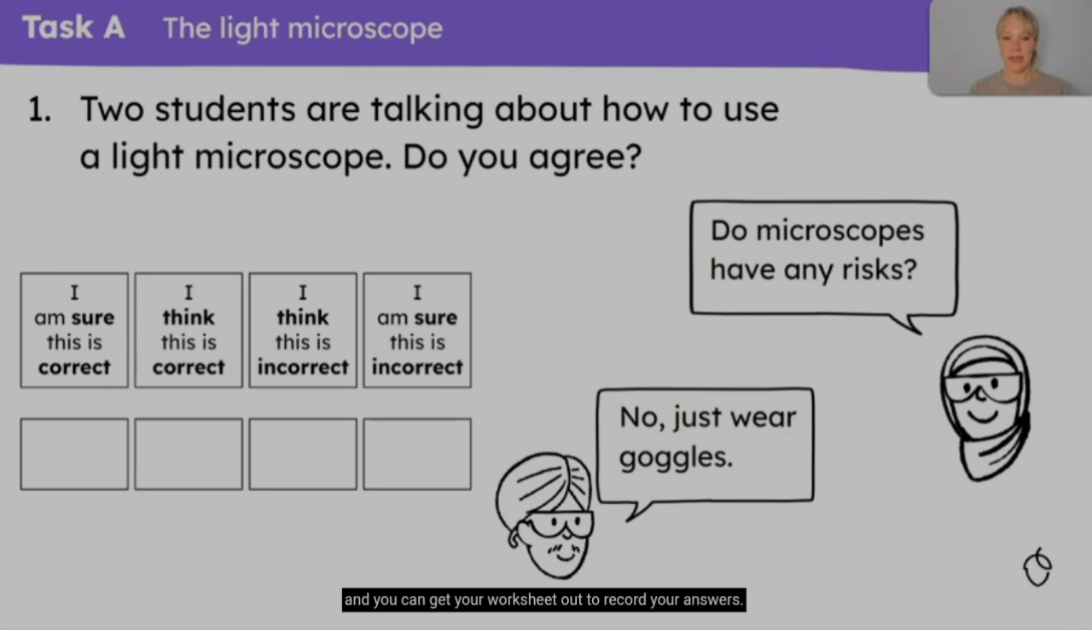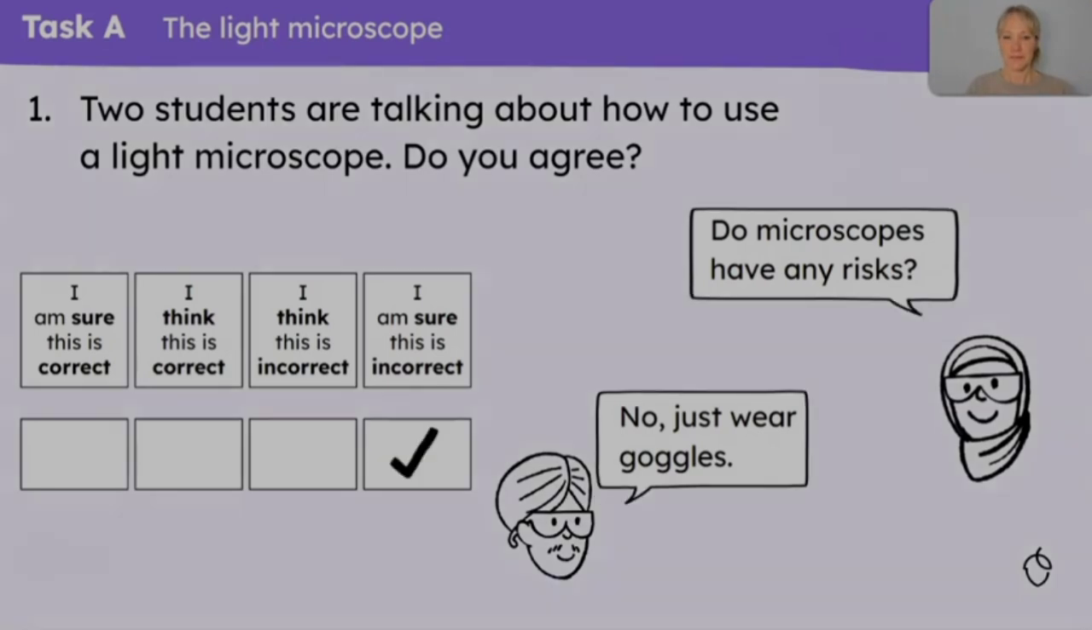Okay, on to our first task of the day then, and you can get your worksheet out to record your answers. Number 1, two students are talking about how to use a microscope. Do you agree? Do microscopes have any risks? No, just wear goggles. I'll give you a moment to think about it, but if you need more time, please pause the video. Okay, did you realise that that is incorrect? And hopefully you were sure about that.